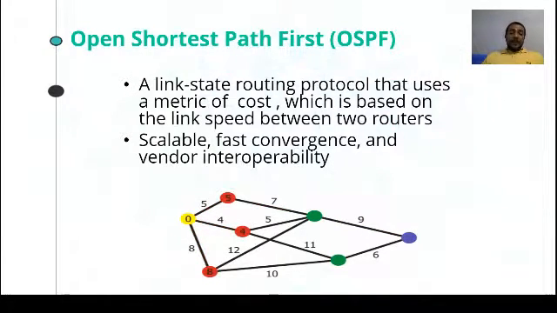The next one is what we call Open Shortest Path First. A link state routing protocol that uses a metric of cost, which is based sa link speed natin, yung bandwidth natin. Kunwari, ang link natin is only 10 megabits per second, another uses 100 megabits per second, the other one is 1 gigabit per second. I-prefer niya yung may pinaka mataas na bandwidth.